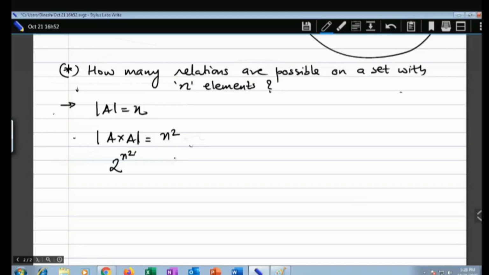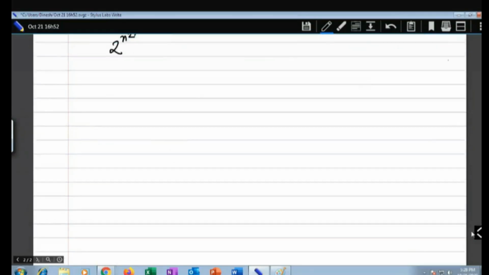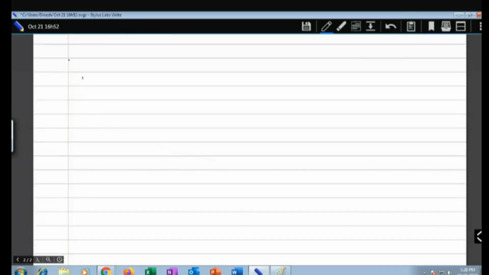Okay, good. Let us go to the next point, that is the properties of the relation. I will just quickly revise these properties.